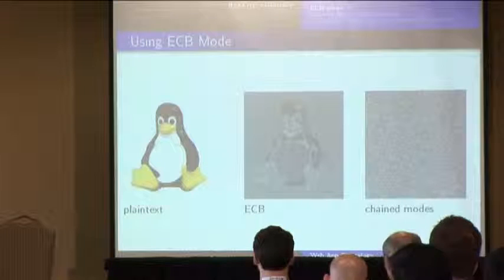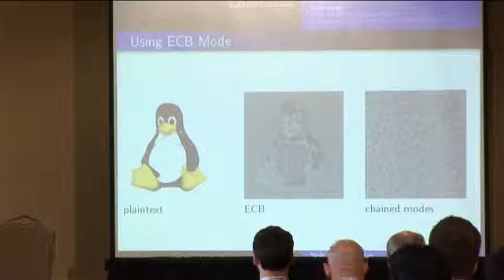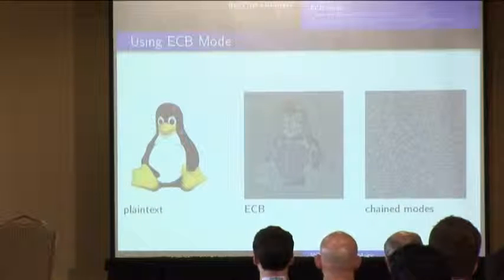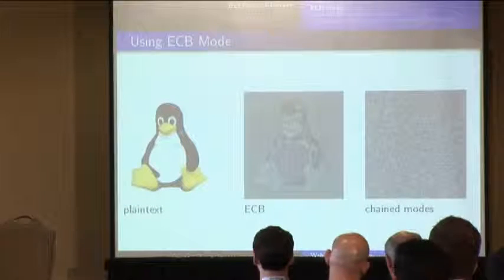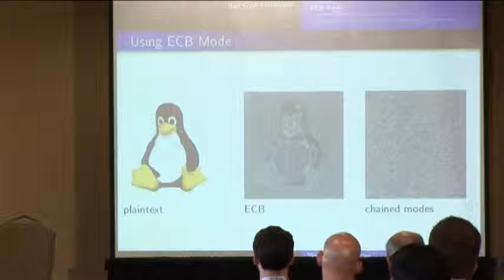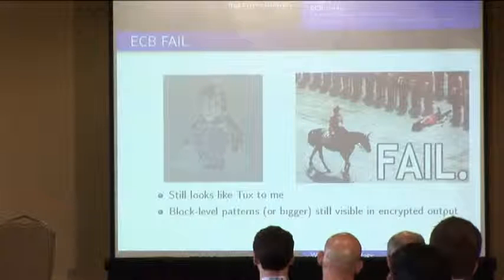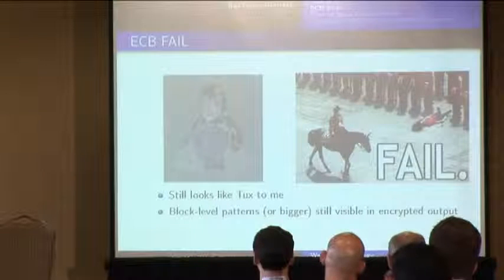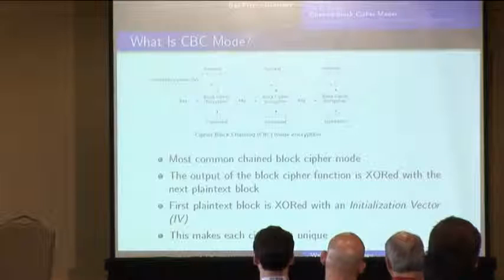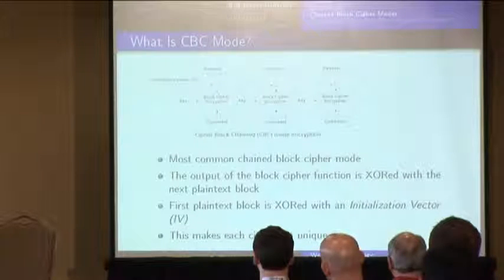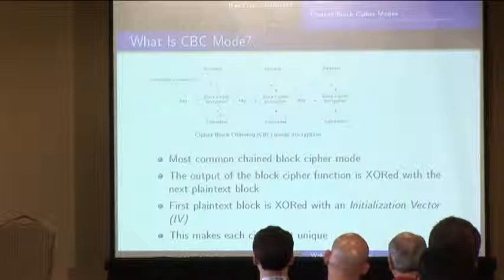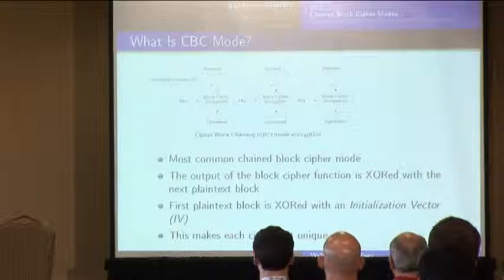If your plain text is on the left, in electronic codebook mode, you can still see that that's Tux. All the other modes, the chain modes, fix this problem, and that's what's on the far right. So this is not just trivial. It still looks like Tux to me, still recognizable. So that's sort of a fail. Then another one, probably the most popular mode, is cipher block chaining. This is the one that's used in SSL. This is the one that's used in PGP.